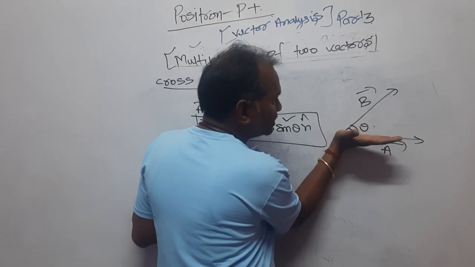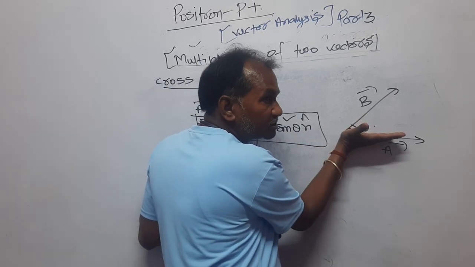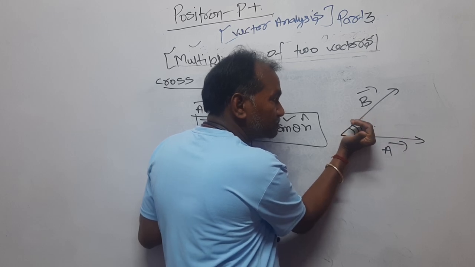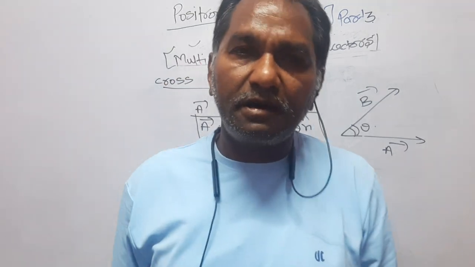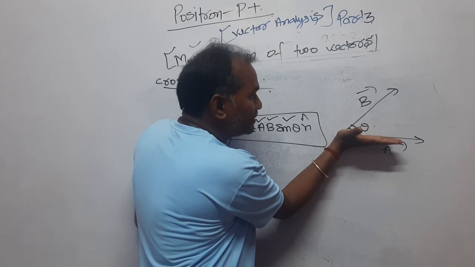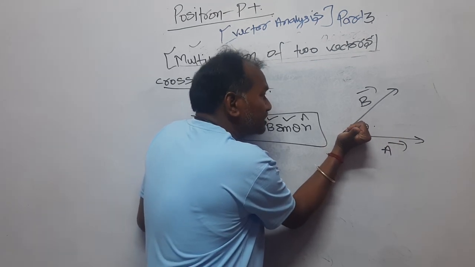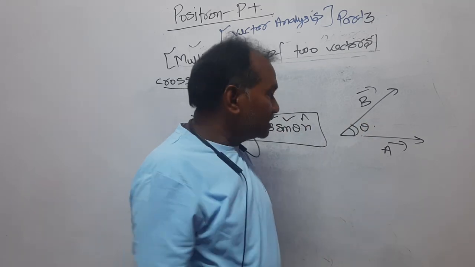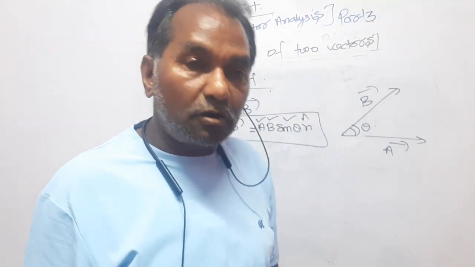Just put your fingers along vector A. Now you have to find out the direction of vector A cross vector B. Turn your fingers towards vector B, and this thumb represents the direction of A cross B. So it is a vector A, it is a vector B. I have put my fingers along vector A and curl these fingers towards vector B, and so this thumb is normally outward, representing the direction of vector A cross vector B.